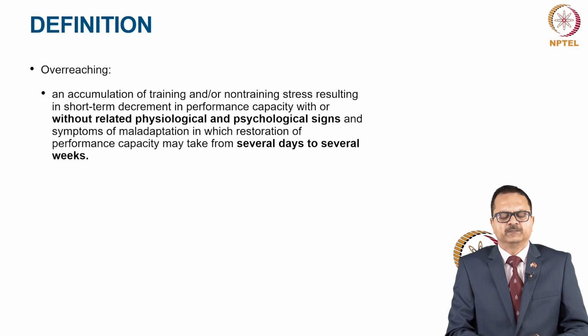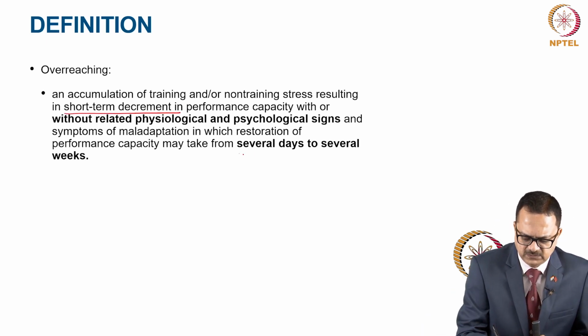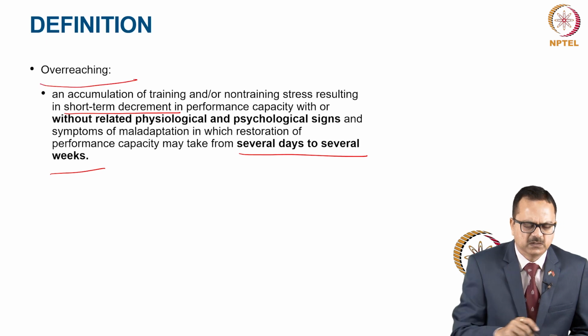So let's define overreaching. Overreaching is an accumulation of training and or non-training stress resulting in short-term decrement of performance capacity with or without related physiological and psychological signs and symptoms of maladaptation, in which restoration of performance capacity may take from several days to several weeks. Important to note, short-term decrement, several days to several weeks. This is overreaching.